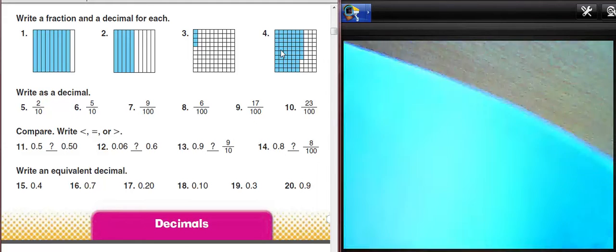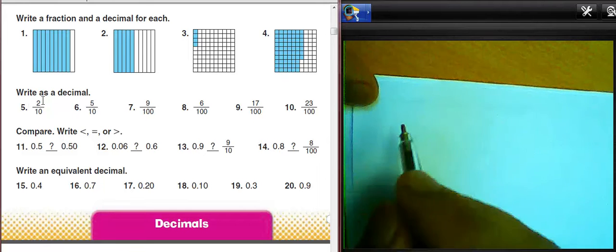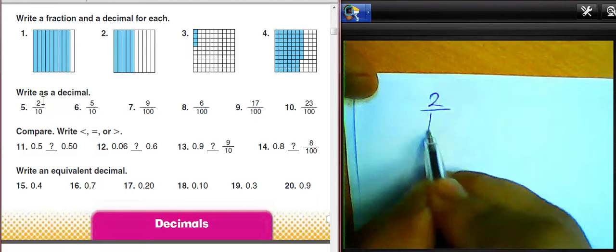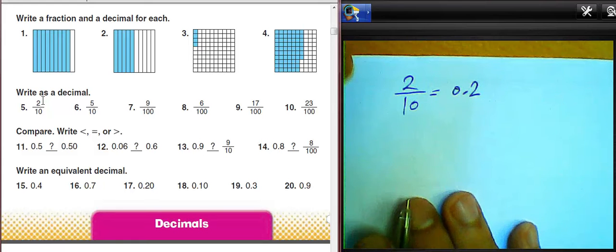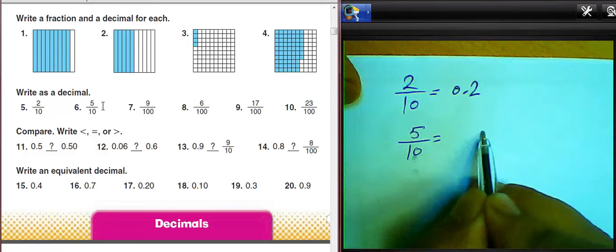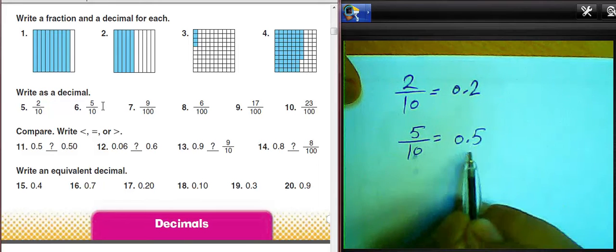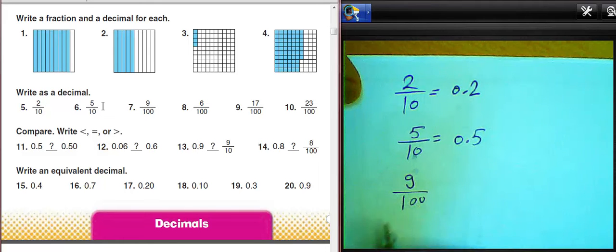And what about question number 5? Write as a decimal. 2 over 10. It means 2 tenths. Okay, 2 tenths. 5 over 10, we must put the point after one digit. The result will be 5 tenths. What about 9 over 100?